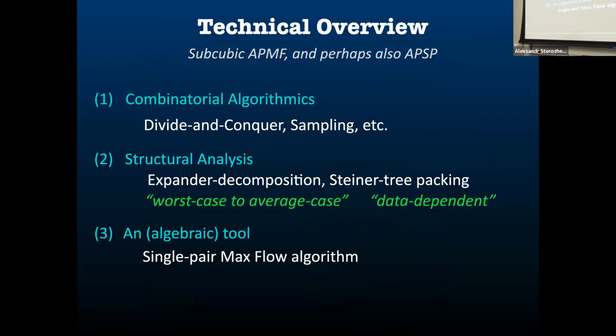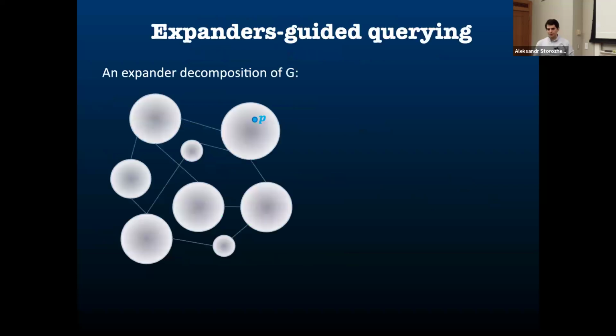So all I've discussed so far, I would say, is part of this combinatorial algorithms. Good. So the next thing I want to do is discuss this data-dependent stuff, the structural analysis, and try to give you a taste of why that helps for our problem.